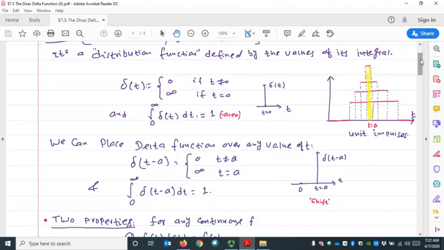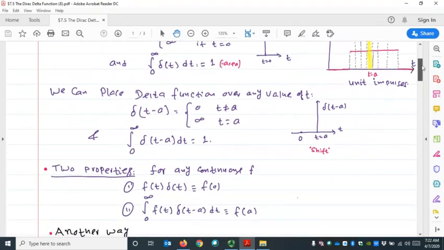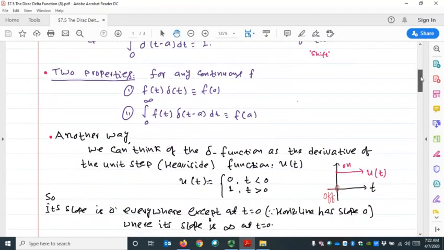Okay, so let's move on. Two properties for any continuous function f of t: the integral of f of t times delta of t equals f of 0, and the integral from 0 to infinity of f of t times delta of t minus a dt equals f of a.